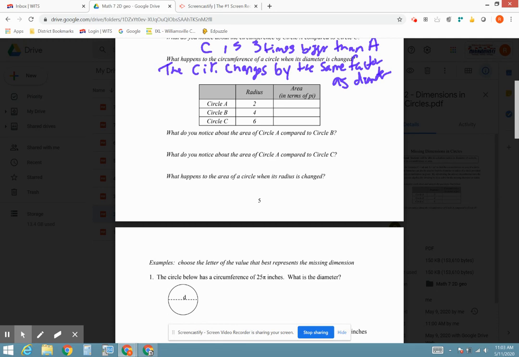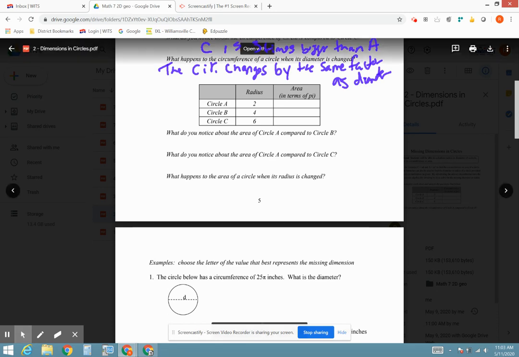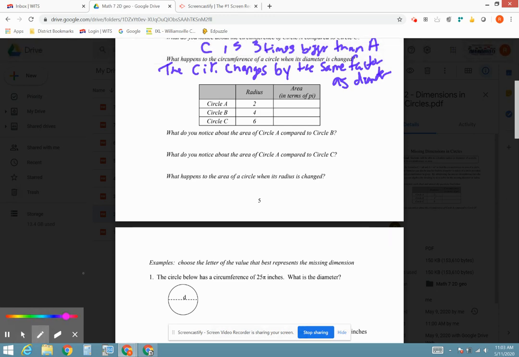Okay, this one talks about area. So now it gives us the radius. So 2 is the radius, and the formula for area of a circle is pi r squared. So if I take 2, which is my radius, and I square it, it gives me 4. So that's 4 pi. Then 4 squared is 16, so that's 16 pi. And this one is 6 squared, or 36 pi.